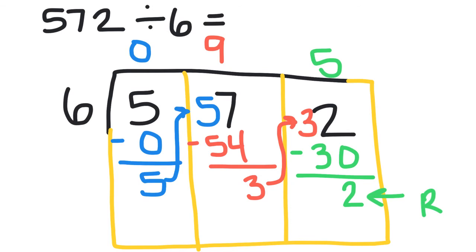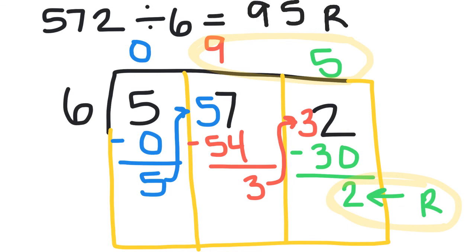So if I go up to the top of my box, I can see that my answer is 95 with a remainder of 2. So I can write my answer completely at the top. 572 divided by 6 is 95 with a remainder of 2. I hope you find the box method a useful strategy to do division.